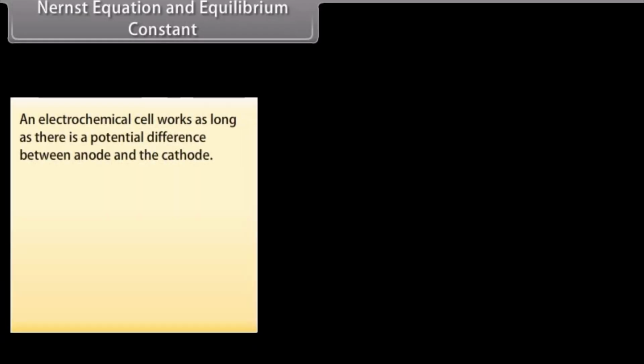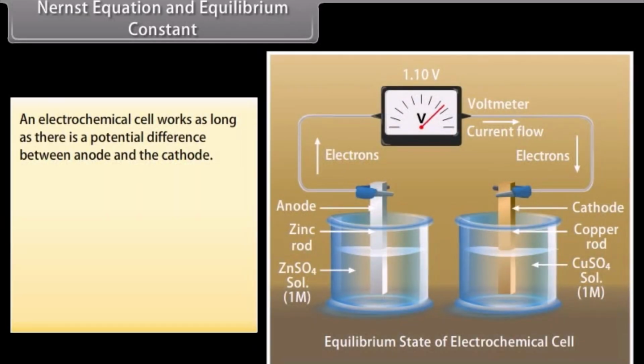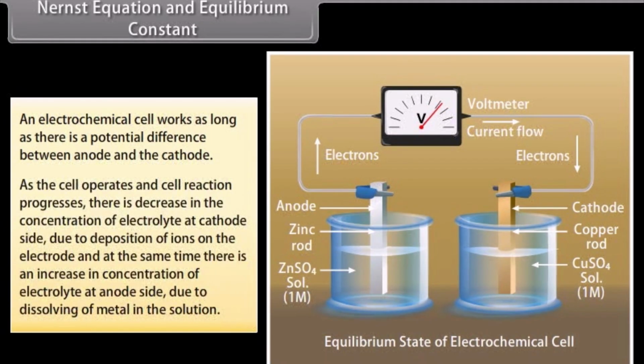Nernst equation and equilibrium constant. An electrochemical cell works as long as there is a potential difference between anode and cathode. As the cell operates and cell reaction progresses, there is a decrease in the concentration of electrolyte at cathode side due to deposition of ions on the electrode, and at the same time there is an increase in concentration of electrolyte at anode side due to dissolving of metal in the solution. Consequently, electrode potential of the cathode decreases and that of anode increases with the passage of time.